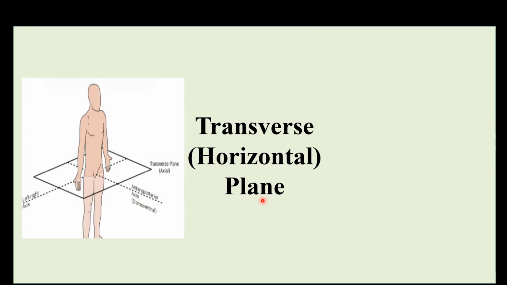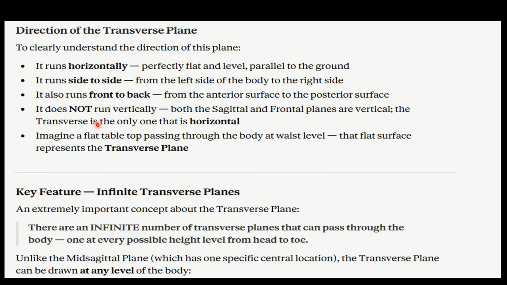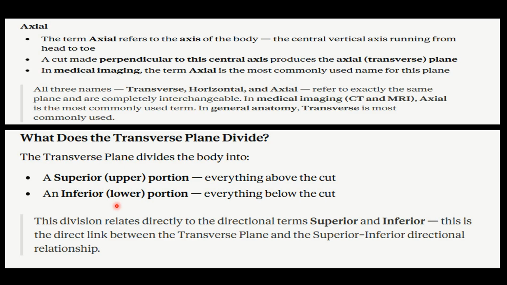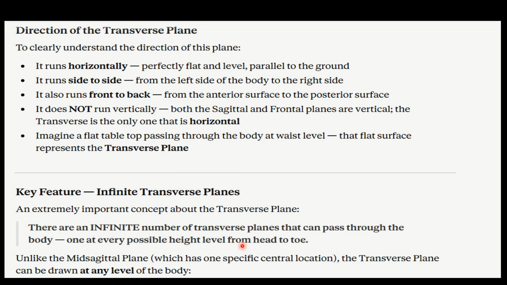So if you look at the diagram again, you can see it is cutting from here. So this is the superior and this is the inferior portion. Okay, so this is the one thing. Now the second thing says the division relates directly to the directional terms superior and inferior. This is the direct link between the transverse plane and the superior-inferior directional relationship.